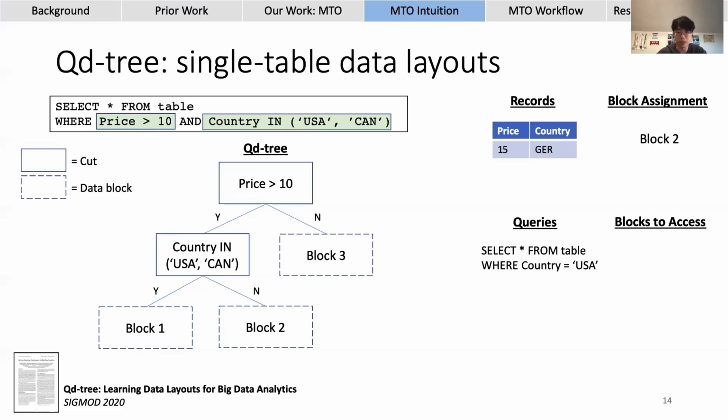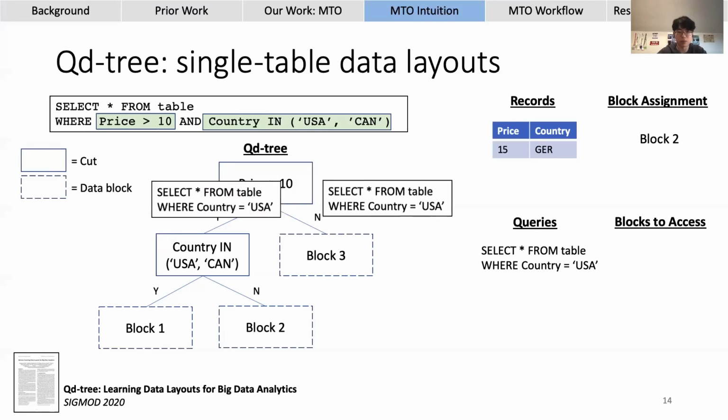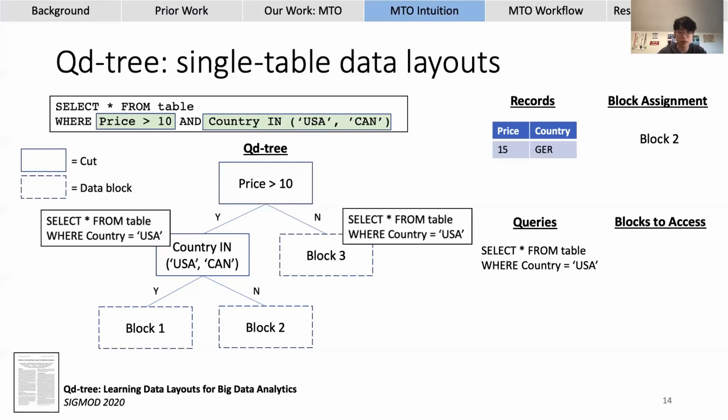To figure out which blocks this query needs to read, we start at the root node. And we ask, does this query want rows that satisfy the cut? Or does it want rows that do not satisfy the cut? Or does it want both? And the answer is that this query wants both, because the query does not filter over price. And therefore, we traverse down both branches. Now, in the left child, we again ask whether the query wants rows that satisfy or don't satisfy the cut, or both.